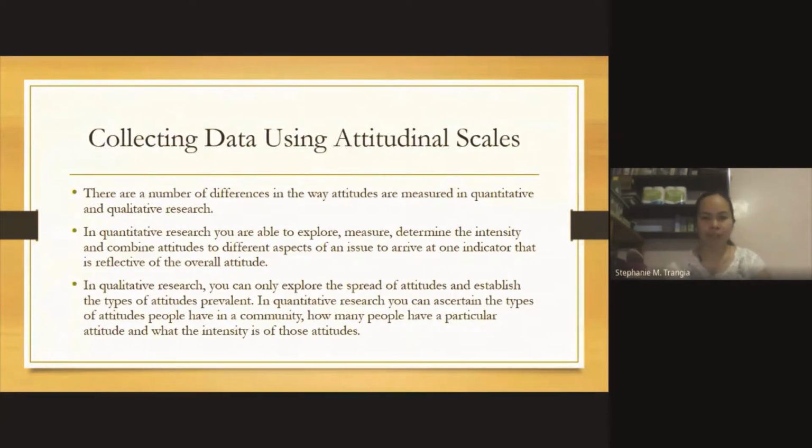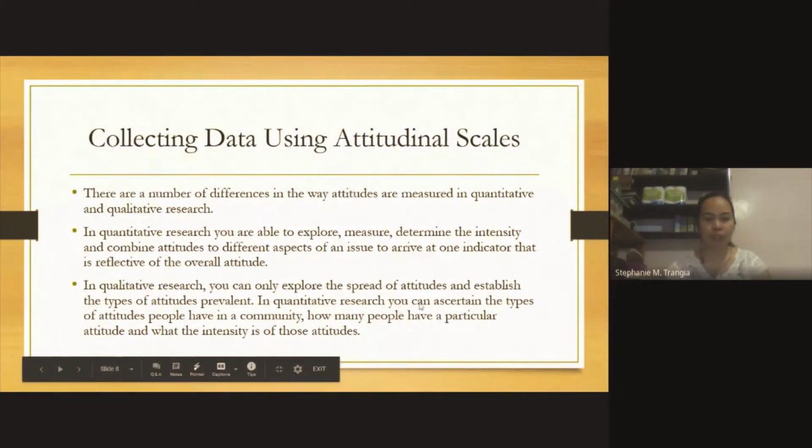So there are a number of differences in the way attitudes are measured in quantitative and qualitative research. In quantitative research, you are able to explore, measure, determine the intensity, and combine attitudes to different aspects of an issue to arrive at one indicator that is reflective of the overall attitude. Whereas in qualitative research, you can only explore the spread of attitudes and establish the types of attitudes prevalent. So in quantitative research, you can ascertain the types of attitudes people have in a community, how many people have a particular attitude and what the intensity is of those attitudes.